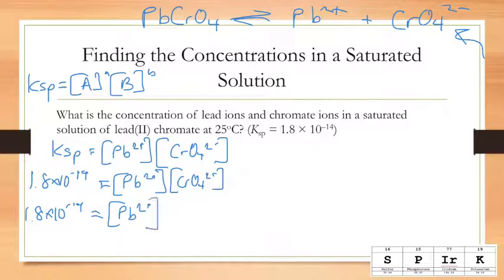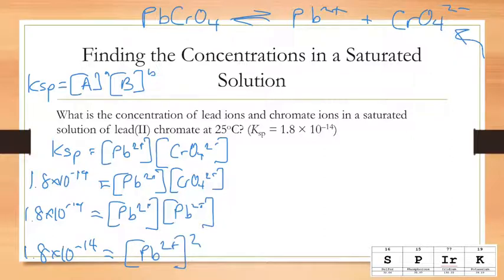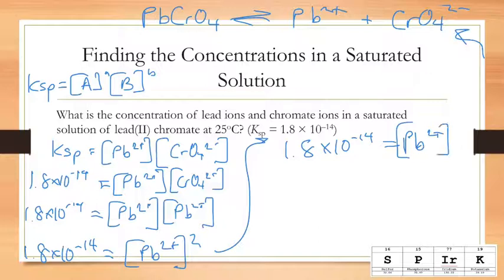So we can say this is Pb2+ times the concentration of Pb2+. And like I said, that's because they're in a 1-to-1 mole ratio. We know that they are equivalent, so we can say that they're equal. So 1.8 times 10 to the negative 14th equals Pb2+ squared. And this is just so we can have one unknown. I'm just going to rewrite this, so that should just be squared.